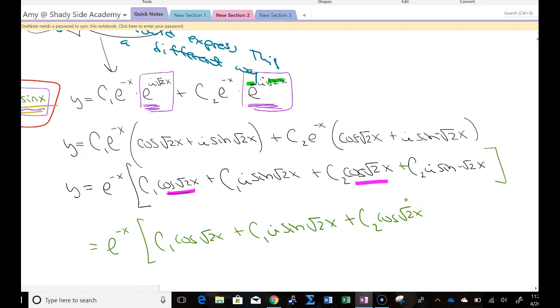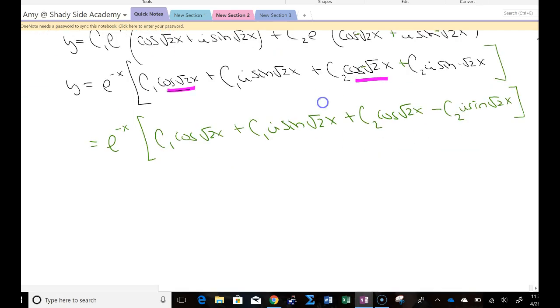The relationship between sine theta and sine negative theta, what's that? Sine of negative theta equals negative sine theta. So sine of negative radical 2x just becomes negative C2 i sine of radical 2x. Everyone okay? Are we good? All right.